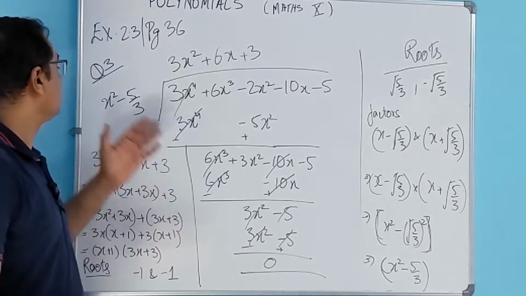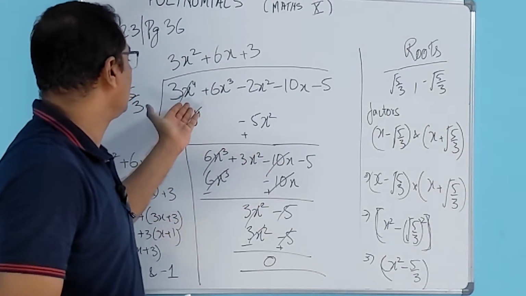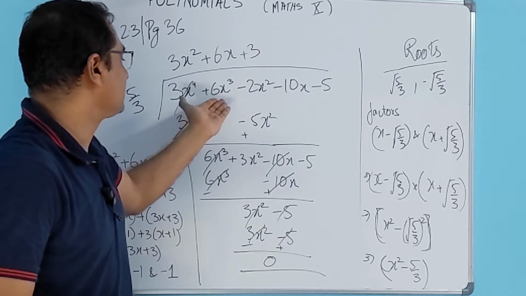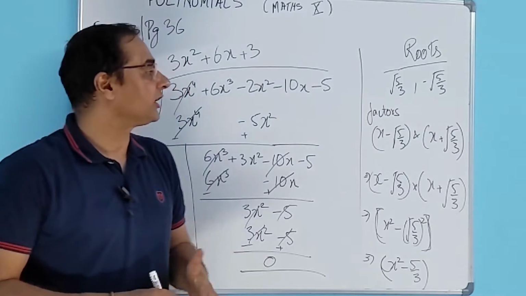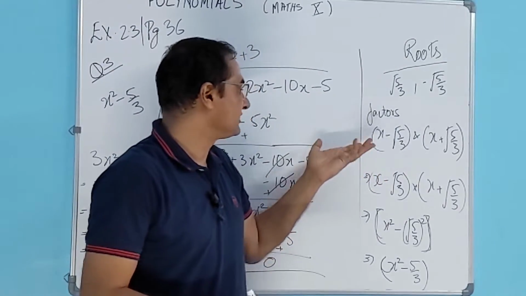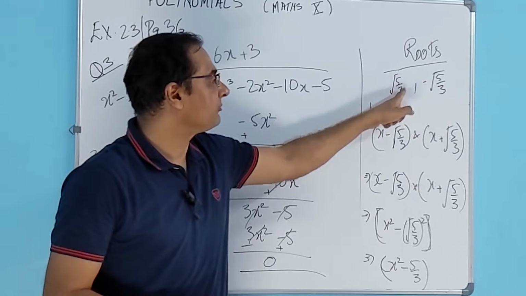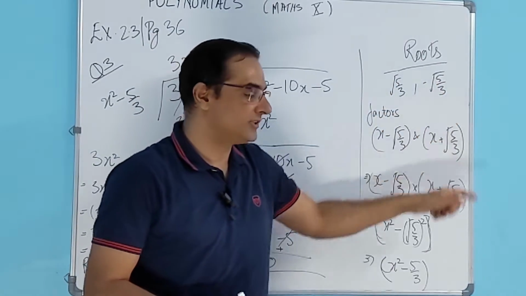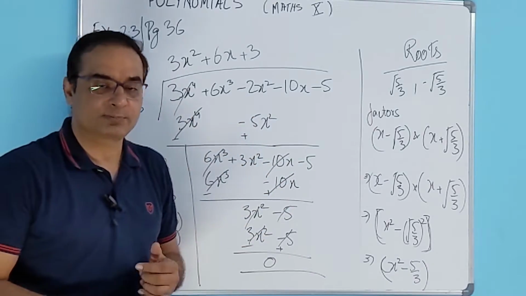Let's look at question number 3, which is given in exercise 2.3. So we are given this polynomial 3x raised to the power 4 plus 6x cube minus 2x square minus 10x minus 5, and we are also given two roots or two zeros of this polynomial, which are plus root 5 by 3 and minus root 5 by 3. Now we need to find two more zeros of this polynomial.